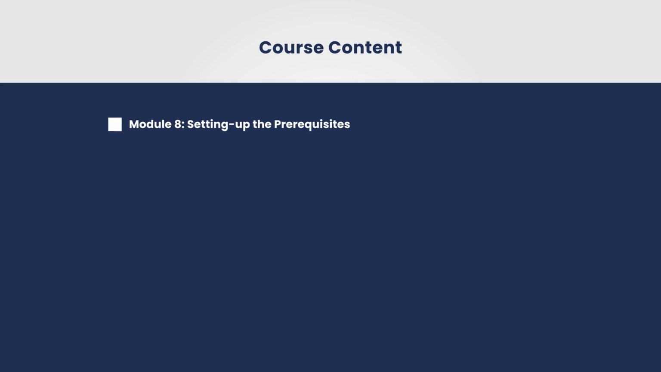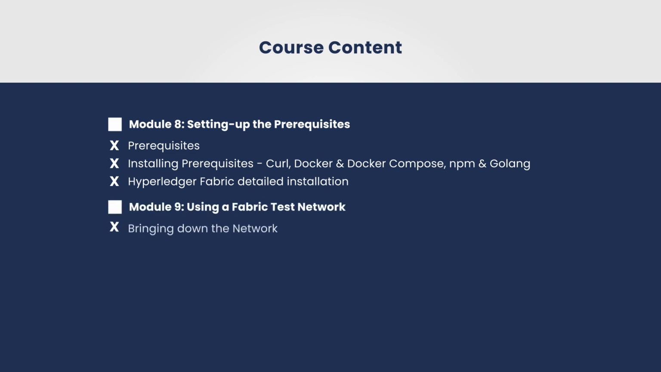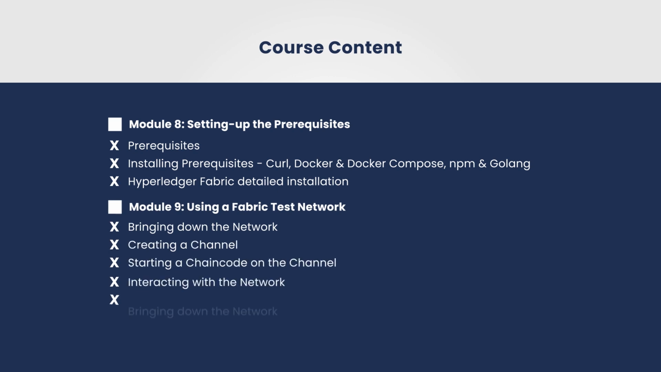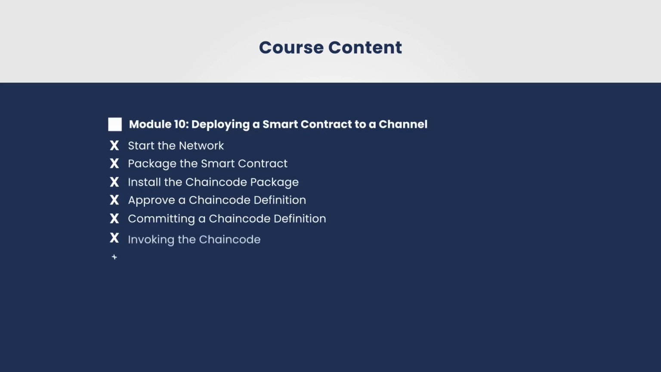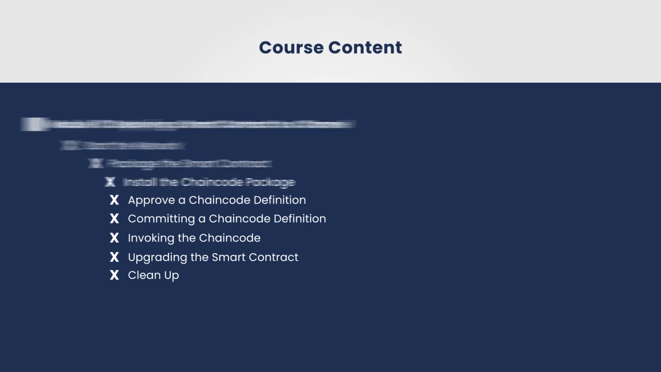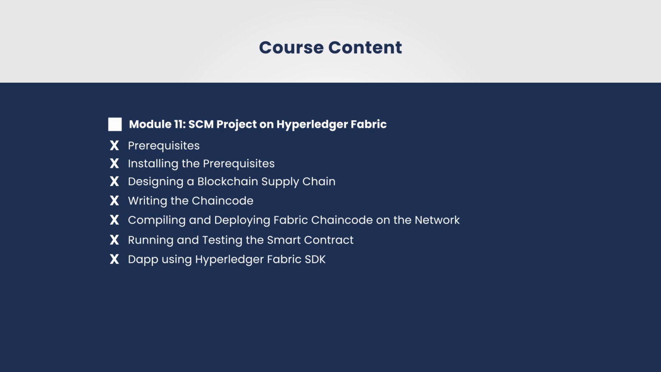The eighth module comprises the beginning of hands-on, where we will begin with installing the prerequisites. Once all the prerequisites are done, we will have a detailed Hyperledger Fabric installation. Moving on, in the next module, we will start operating the Fabric network by creating and interacting with the channel along with implementing the chain code on the network. Furthermore, in Module 10, we will deploy the smart contract on the newly created channel, and once all the required operations are performed, we will create a supply chain management project using Hyperledger Fabric in the next module.